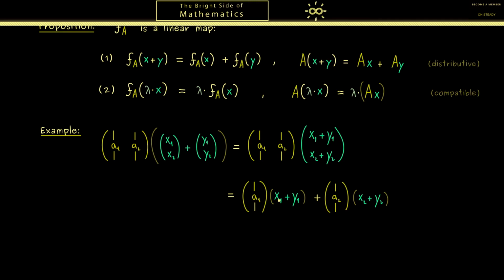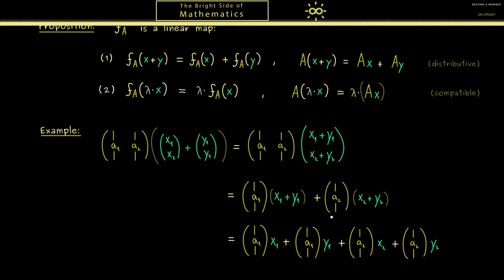And then you should see, we can simply use our distributive laws for the scalar multiplication. So this is not complicated at all. What we get are four vectors we add. And again, please don't forget, usually the scalars should be in front of the vectors.